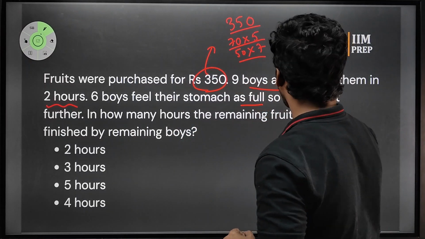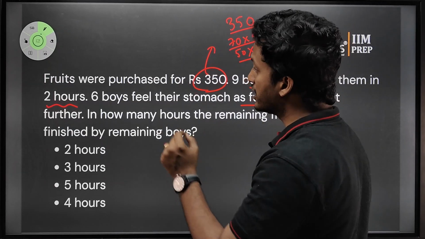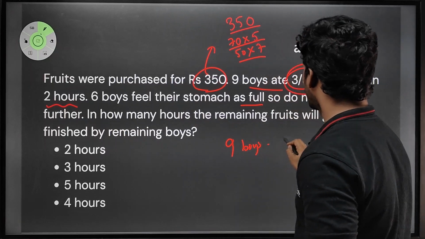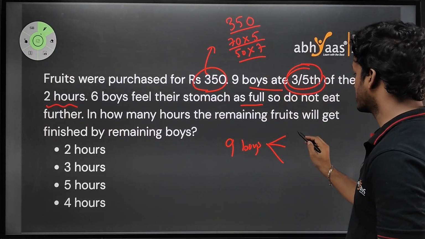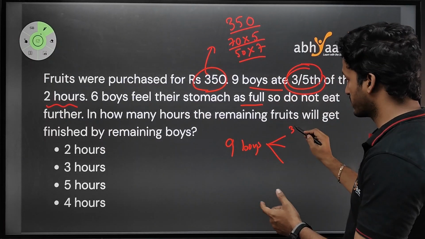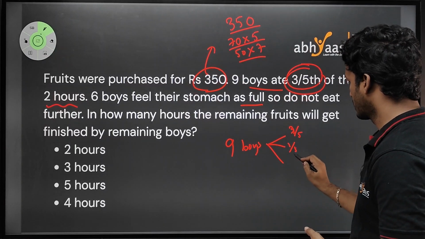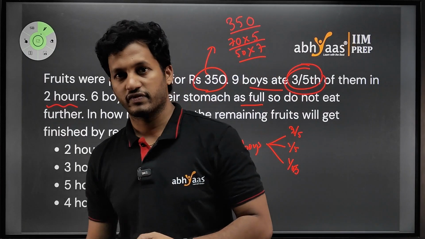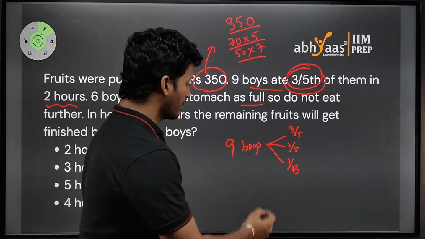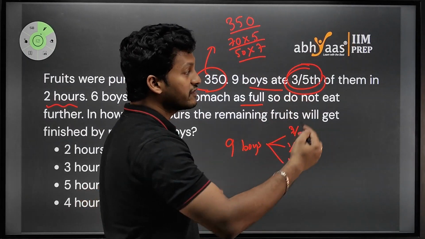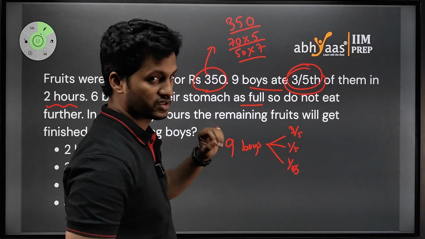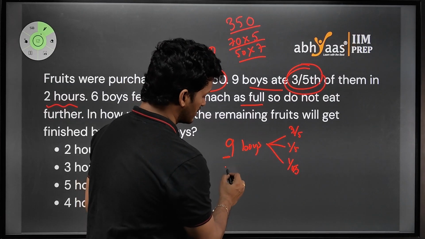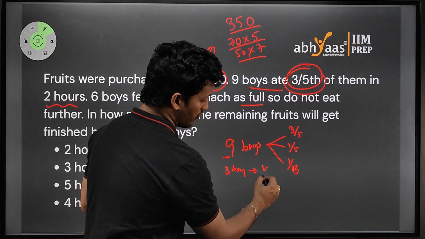Whatever it may be. 9 boys ate 3/5 of them in 2 hours. That means 9 boys, or 9 units, or 9 persons have consumed 3/5. That means 1/5, 1/5 and 1/5. Why have I divided like this? Because here it is saying 3/5 of the total portion. That means they have consumed 3 units. That means I can say 3 boys ate 1/5 unit.